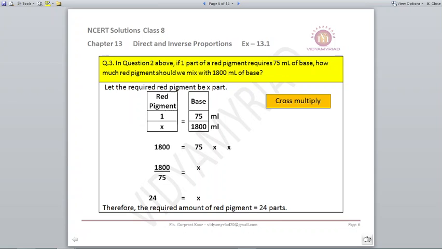So we will just write it in tabular form and cross multiply. So it becomes 1800 is equal to 75 into x, because x is what we have assumed for the red pigment which we need to find out, or which we need to mix with 1800 ml of base, which comes out to be 24. So the required amount of red pigment will be 24 parts.